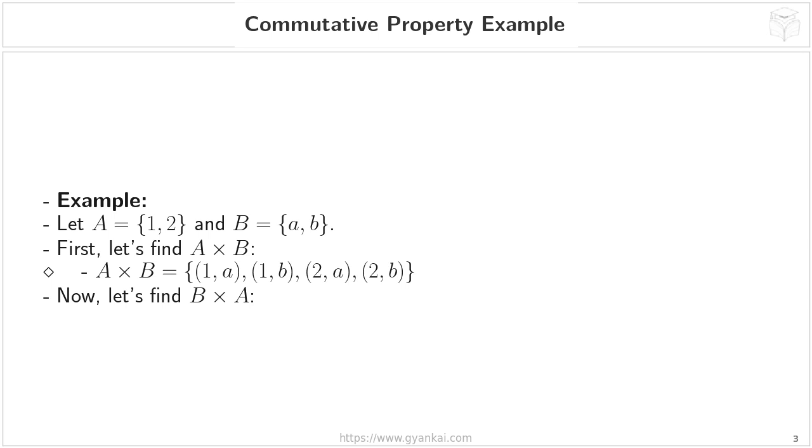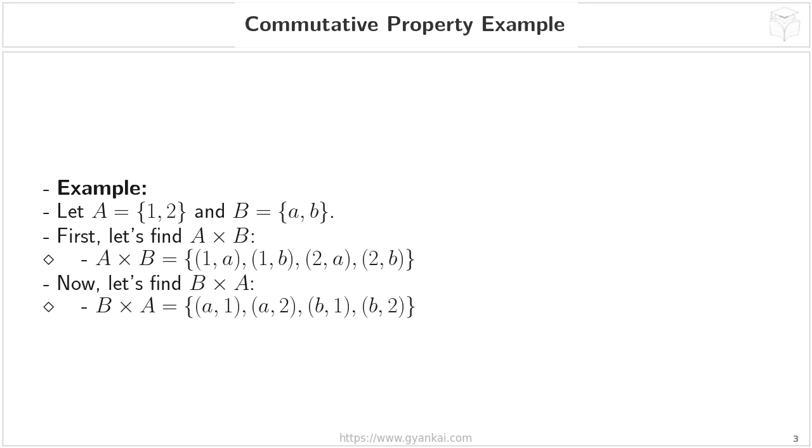Now, let's calculate B cross A this time. We take every element from set B and pair it with every element from set A. So, a paired with 1 gives us the ordered pair (a, 1). a paired with 2 gives us (a, 2). Then, b paired with 1 gives us (b, 1), and b paired with 2 gives us (b, 2). Therefore, B cross A is the set containing the ordered pairs (a, 1), (a, 2), (b, 1), and (b, 2).